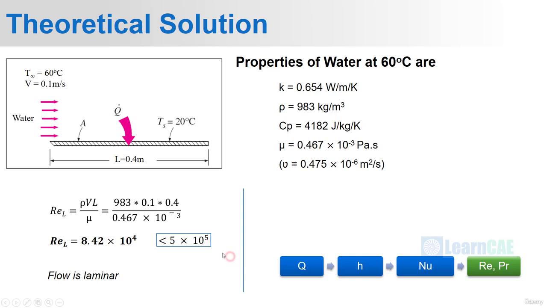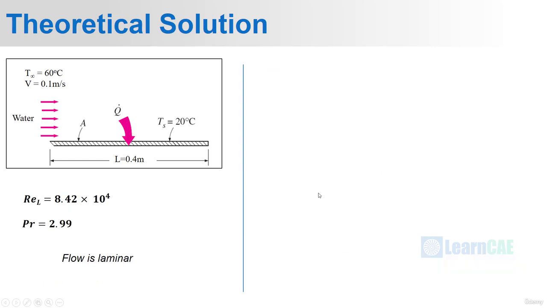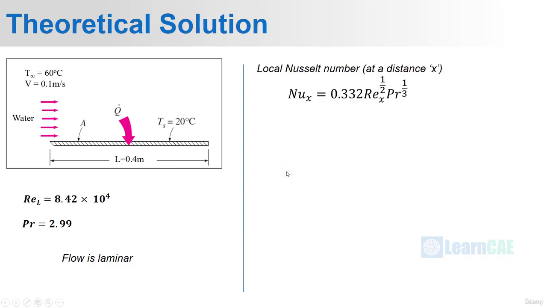Next, we have to find out the Prandtl number. Prandtl number is given by mu Cp by K. When we substitute the values, we will get Prandtl number as 2.99. Okay. Next, using Reynolds number and Prandtl number, let us calculate the Nusselt number. Nusselt number is given by 0.332 into Reynolds number power 1 by 2 into Prandtl number power 1 by 3. Note that this is the local Nusselt number at a distance x.